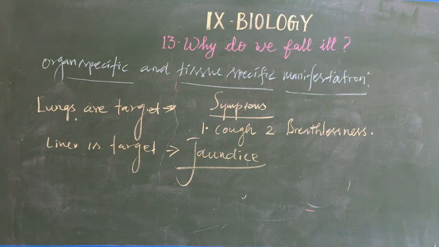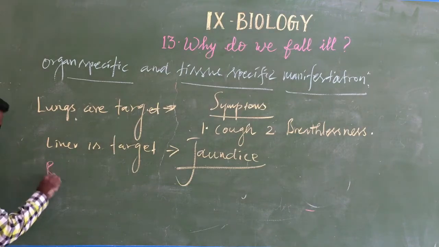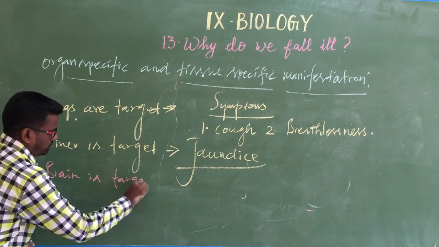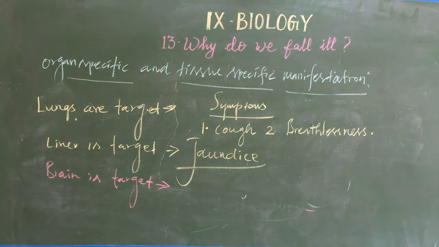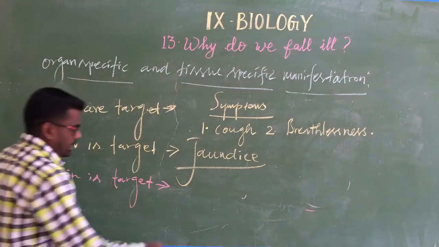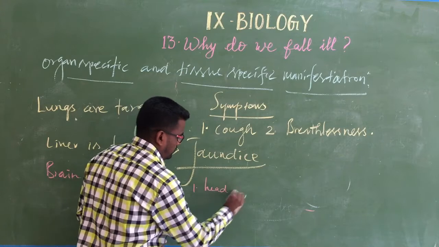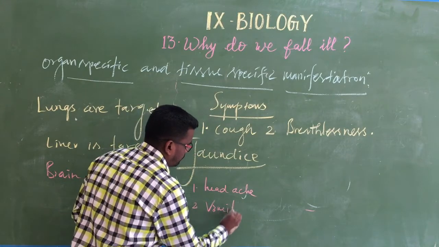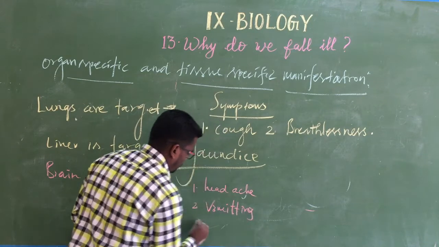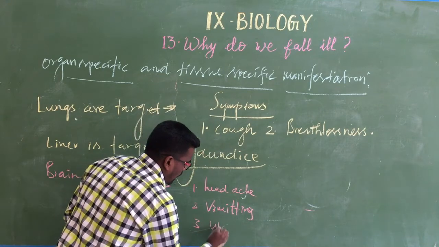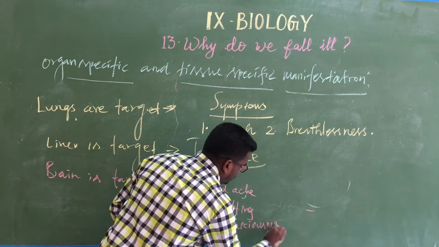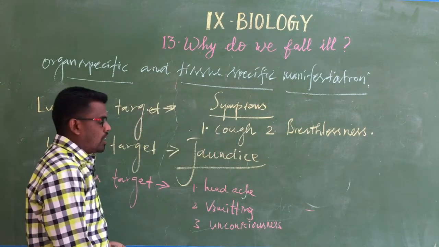And if the brain is targeted, what are the symptoms that happen? Headache, vomiting, and third one is unconsciousness. Unconsciousness or else fits.